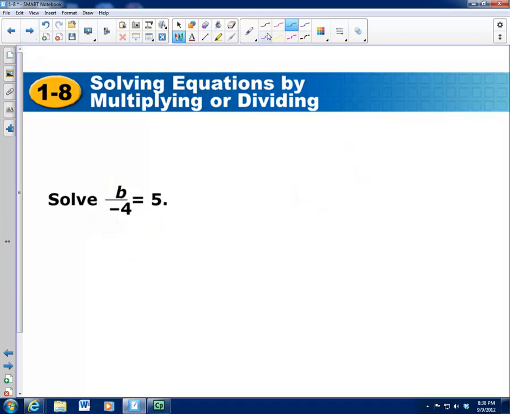All right, this one right here, if you notice, we have a fraction bar right here. Now, remember, our fraction bar means divide. So again, the first thing I'm going to do is draw up my balance beam here. And I have to eliminate my division right here. Well, to eliminate my division, I'm going to have to do the opposite, which is multiply. So I'm going to have to multiply both sides times negative 4.